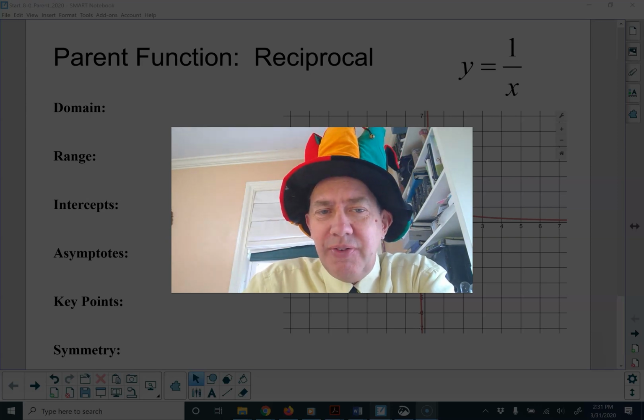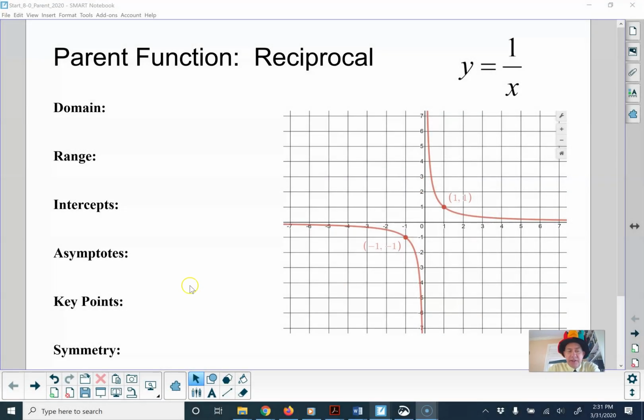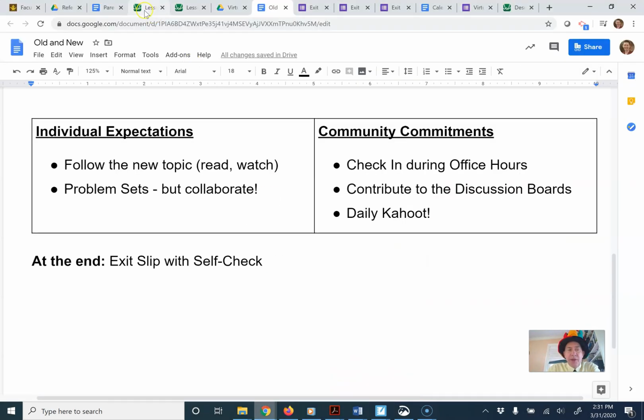But we are looking at the parent function of y equals 1 over x, and a little bit of what the graph looks like. It's kind of interesting. We can actually go there and drag a point around, and it will be interesting.